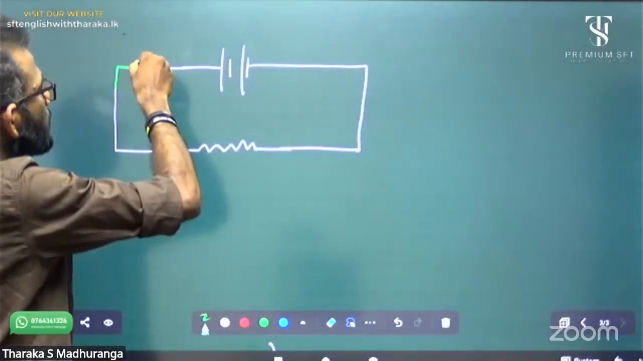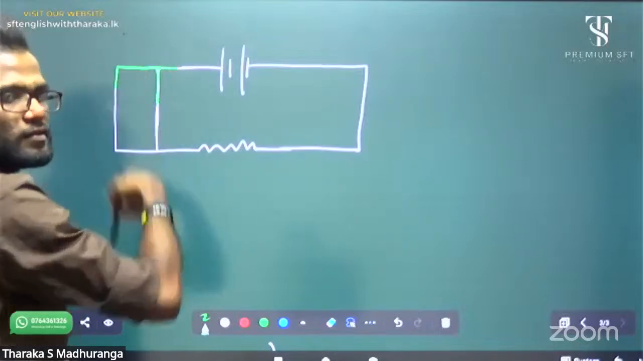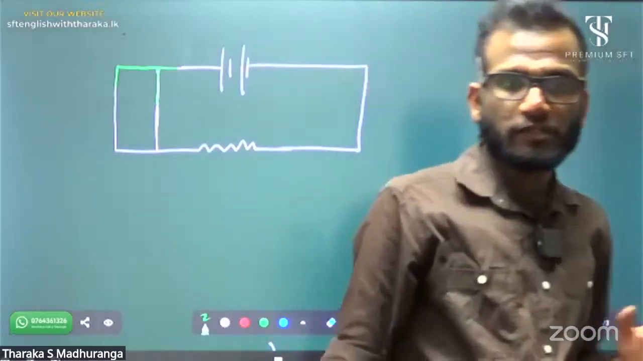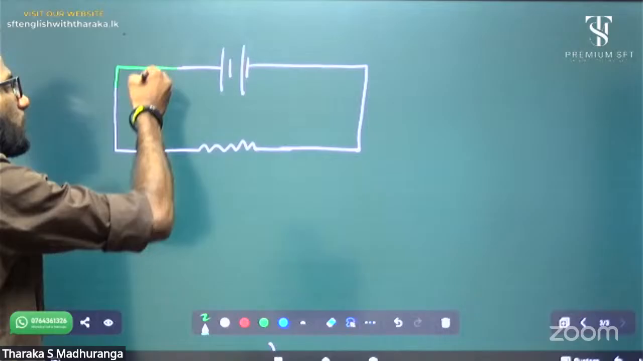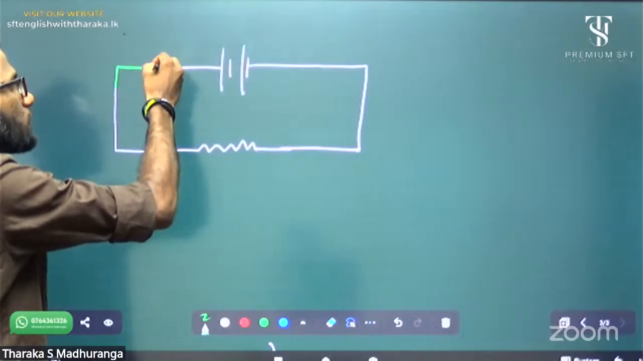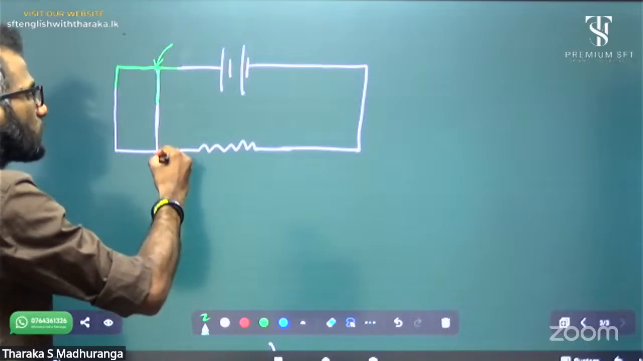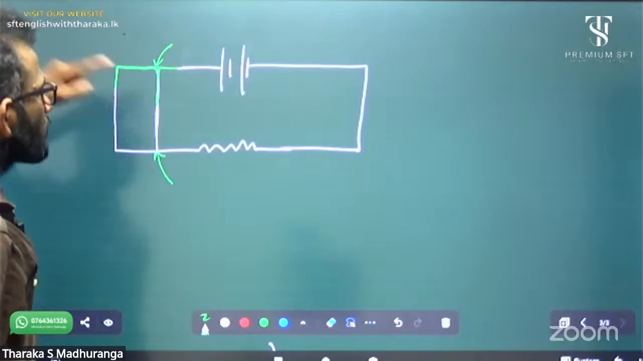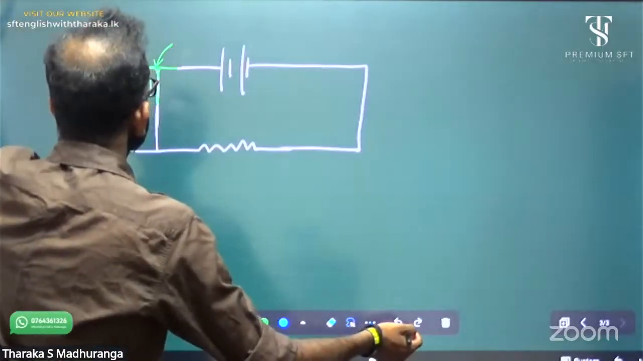Then what is the junction? Junction means like this. This type of points are the junctions. For this circuit, you can find two main junctions. This is one junction, this is a second junction. This is the first one, this is the second one.